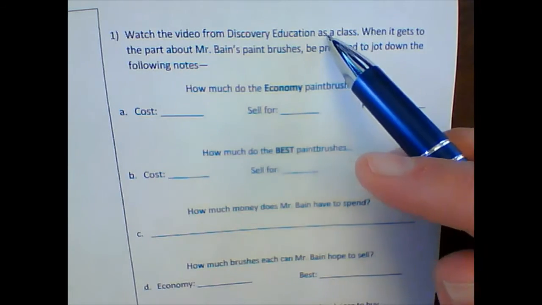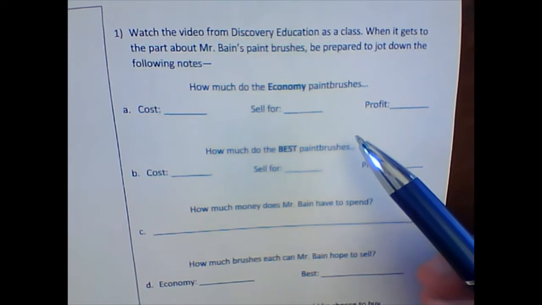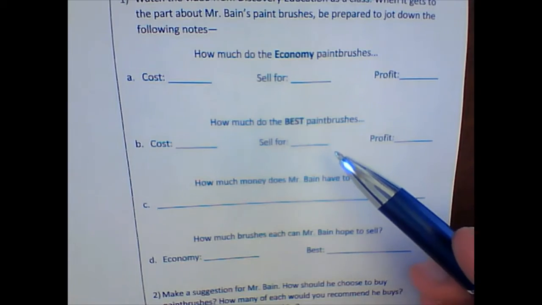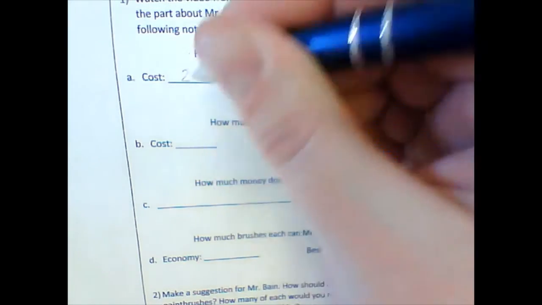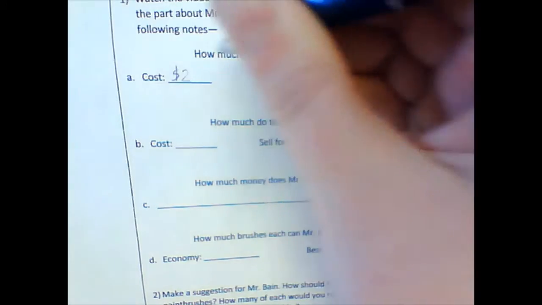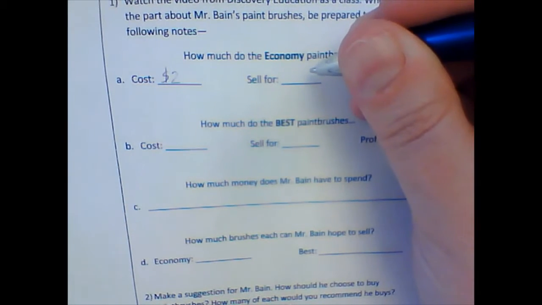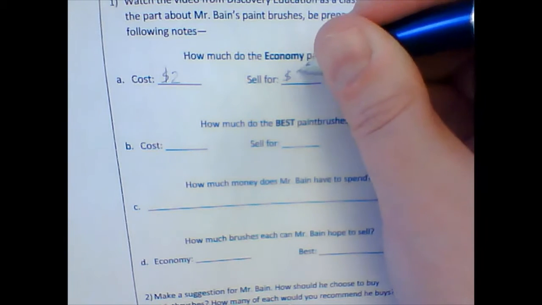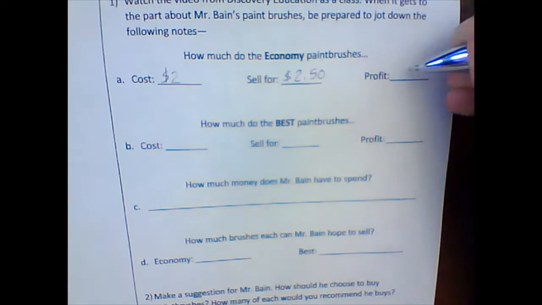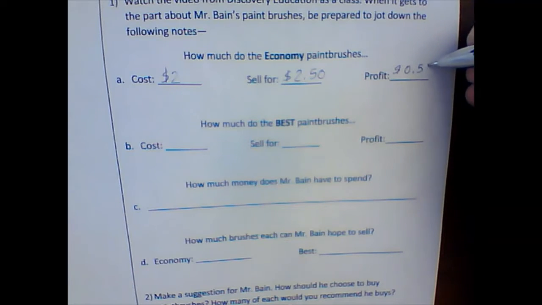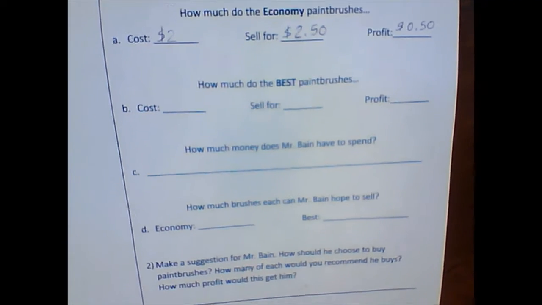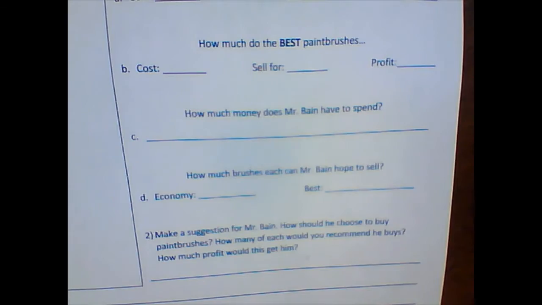So in this video, there was a guy named Mr. Bain who owned a hardware store, and he has two kinds of brushes. He has the economy brushes, and he has the best brushes. Now, from a supplier, Mr. Bain buys the economy brushes for $2, and then he turns around and sells them to the public for $2.50. So for each brush he sells, he gets a 50-cent profit.